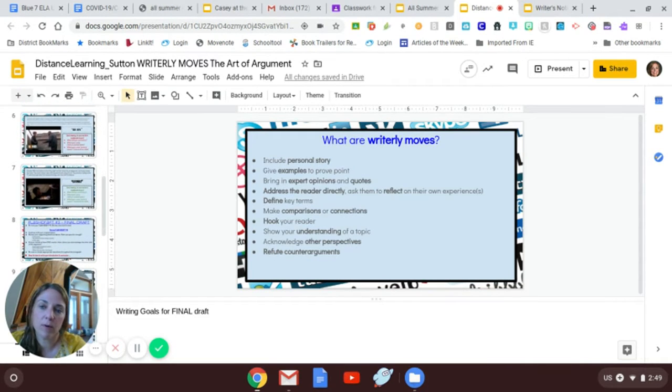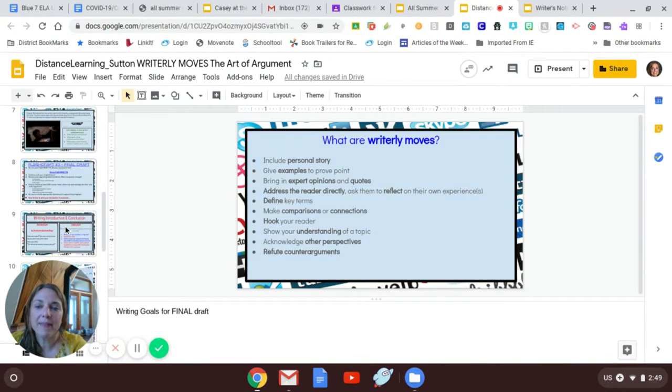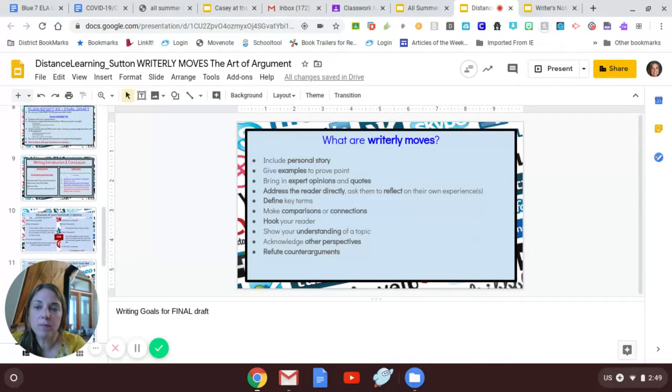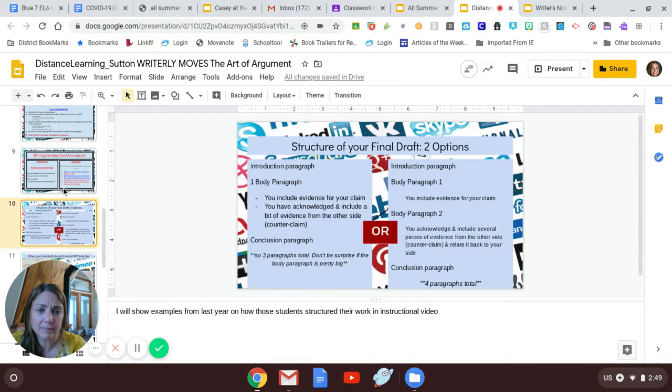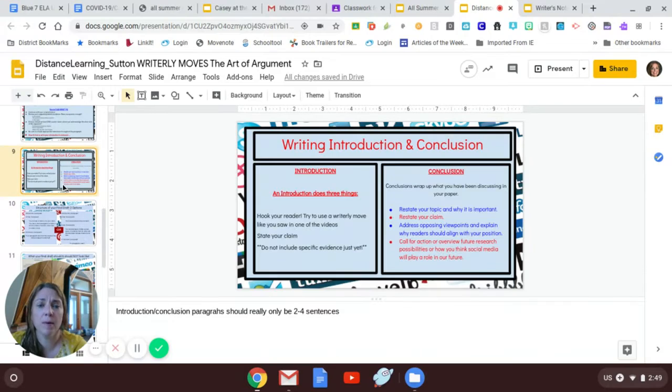So again, do not worry about those videos in slides 5, 6, and 7. If you were able to get onto them and you could kind of discern and figure out the writerly moves that were being shown, great. And hopefully you made notes on the slides right there. At this point, you should be moving into deciding how you're going to come up with your intro.